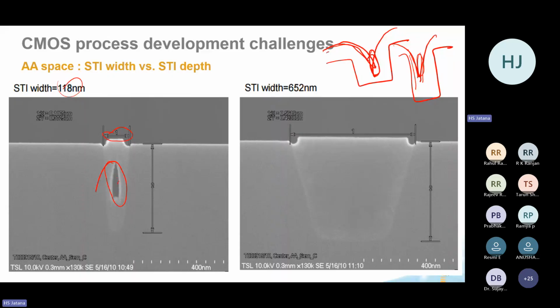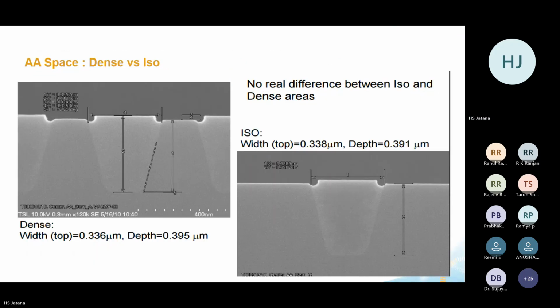If you keep it more, if you keep it 650 nanometer, there is no problem. You will not get a void, and in CVD it will be a conformal filling, but you are wasting that much area. So I have to decide between 650 and 118, which is the optimum. And the optimum they have decided is close to 300 nanometer.